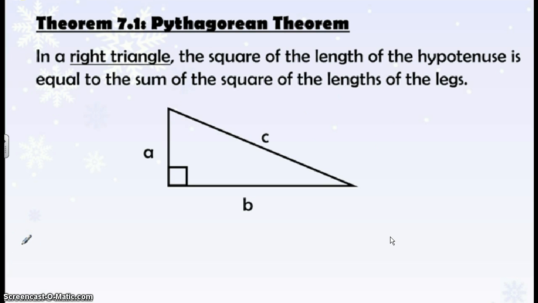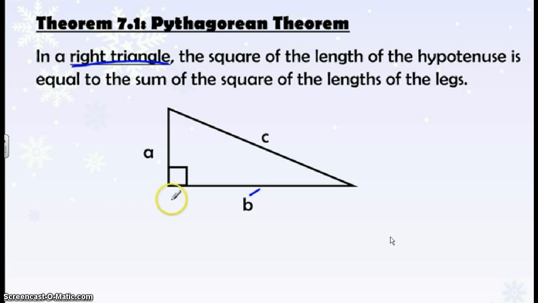That leads us into the Pythagorean theorem, which you all know and love. It says, in a right triangle, the square of the length of the hypotenuse is equal to the sum of the squares of the lengths of the legs. Notice here it says right triangle, so you have to have a right triangle.